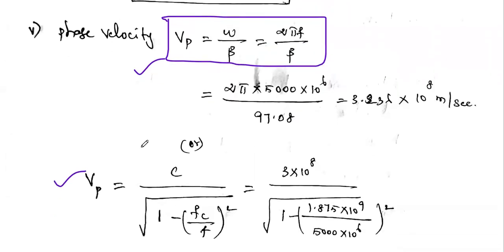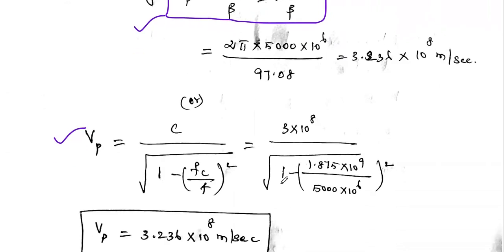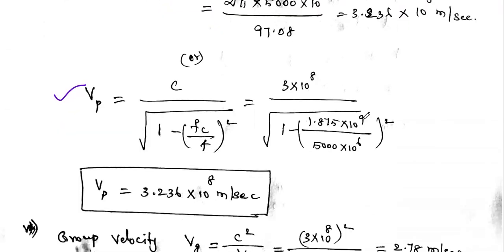Or, in order to calculate this phase velocity, there is one more formula in terms of cutoff frequency. The phase velocity is equal to c by square root of 1 minus (fc by f) the whole square. Where c is 3 into 10 to the power 8, divided by 1 minus, what is the cutoff frequency? 1.875 GHz divided by the operating frequency 5000 MHz, to the whole square.